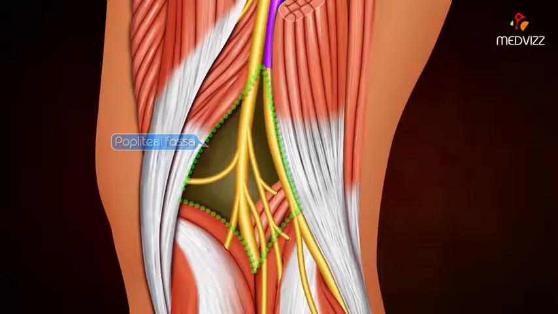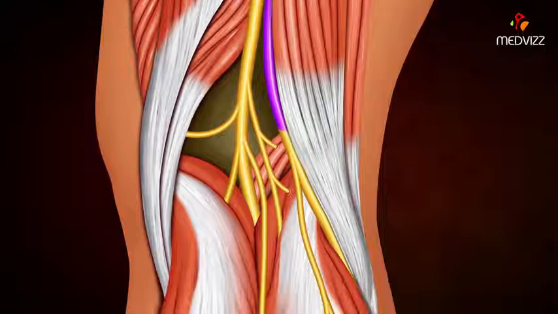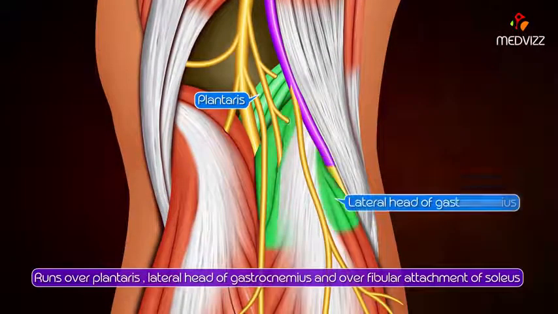Now after it enters the popliteal fossa, it passes just beneath the edge of the biceps femoris tendon. After that, it runs over the plantaris as well as the lateral head of the gastrocnemius and over the fibular attachment of the soleus muscle.